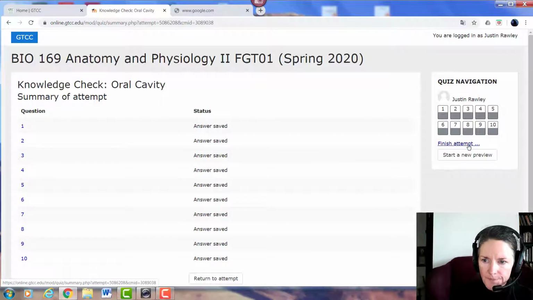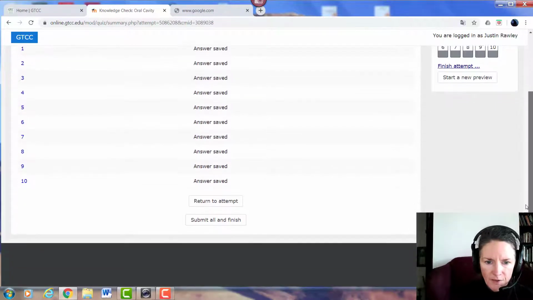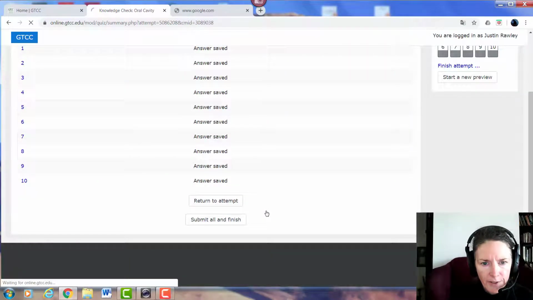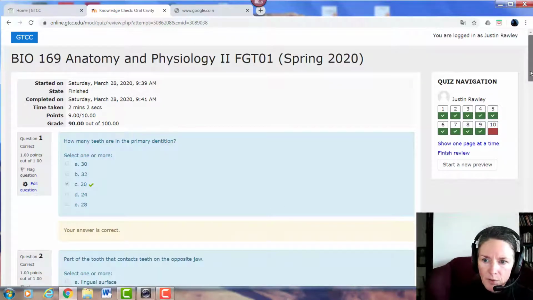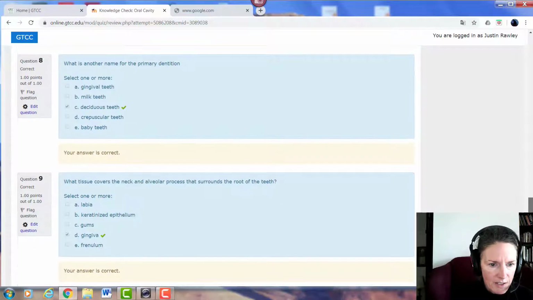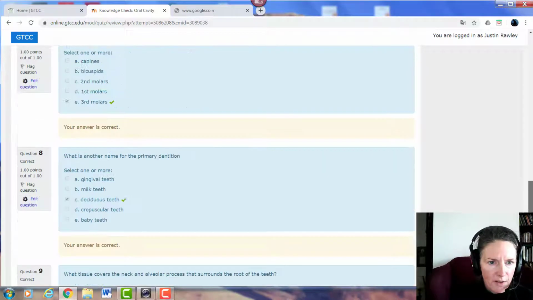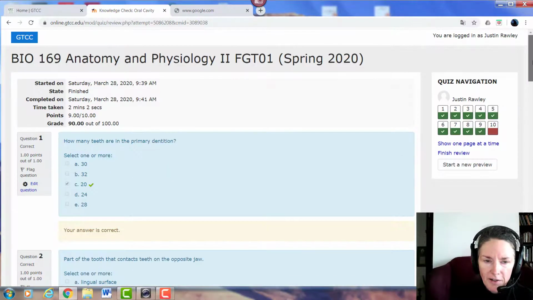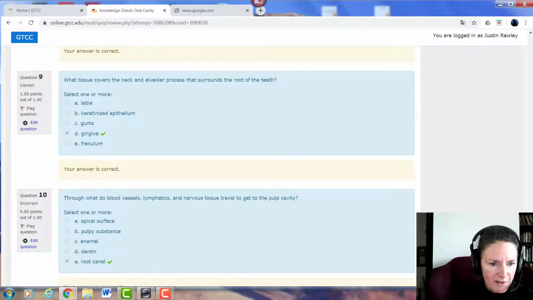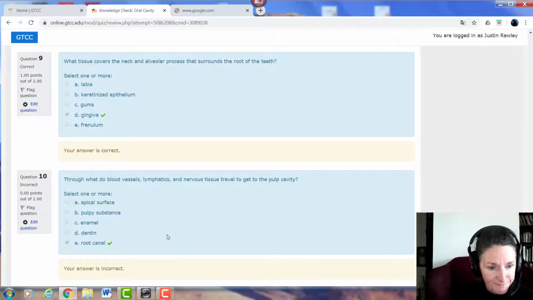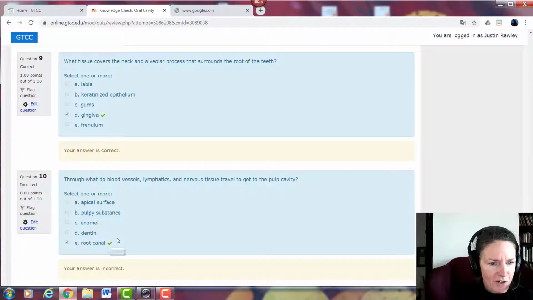Let's have a look and see how we did. This one didn't have any particularly tricky questions, in that they didn't have multiple answers. All right, let's see what we got with 10. Through what do blood vessels, lymphatics, and nervous tissue travel? Well, that's odd. Here, it's counting it incorrectly and telling me that I got the answer incorrect, and yet it's got it checked here.